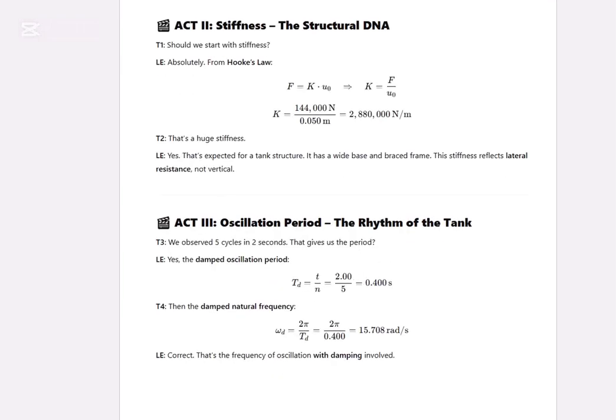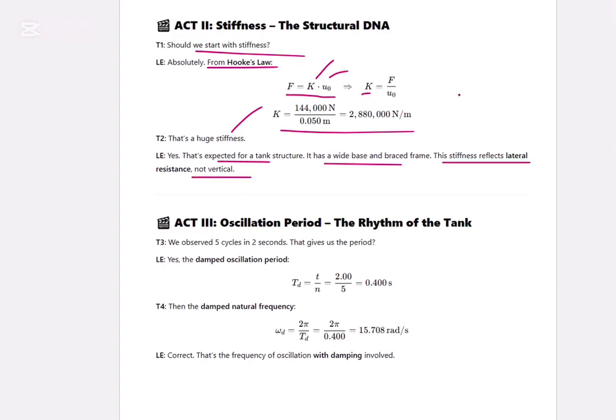So stiffness. Should we start with stiffness? Yes, from Hooke's law, force is equal to stiffness times displacement. So stiffness equals force divided by displacement. We know the stiffness. That's a huge stiffness. That's expected for a tank structure, which has a wide base frame. This stiffness reflects the lateral resistance, not vertical, because it is laterally displaced, right? So this is the lateral stiffness, not the vertical stiffness.